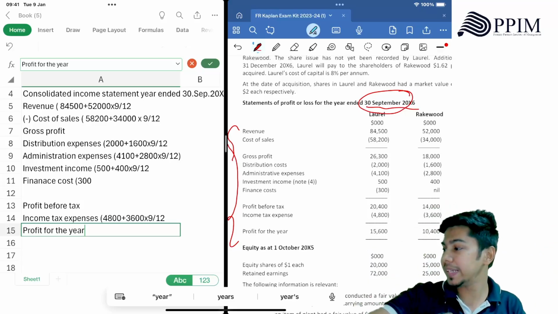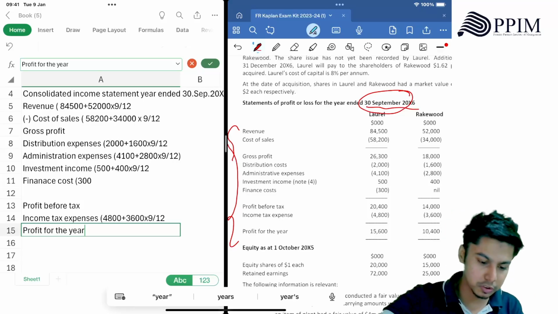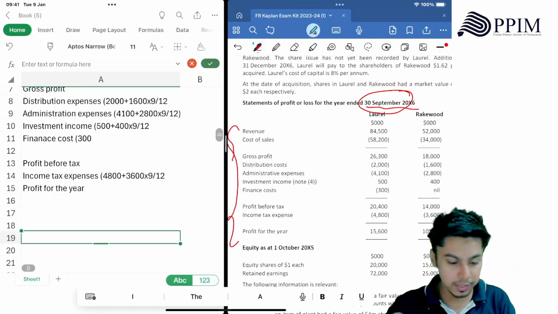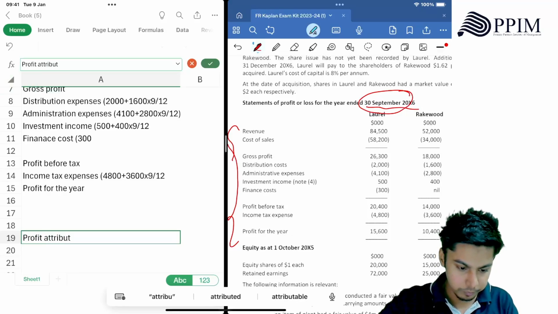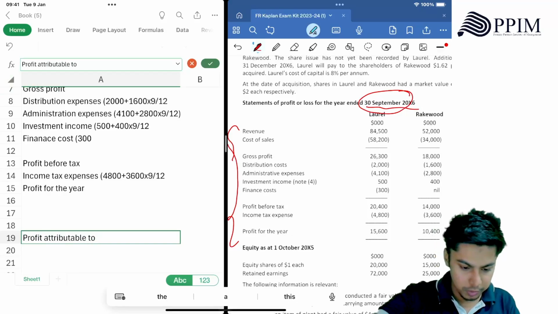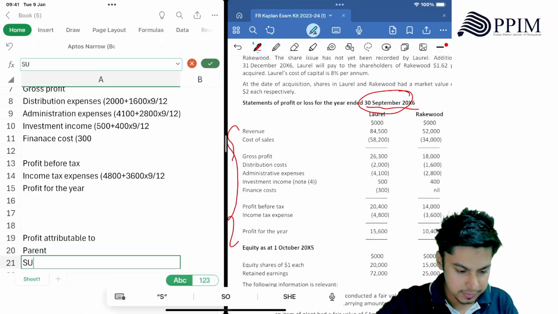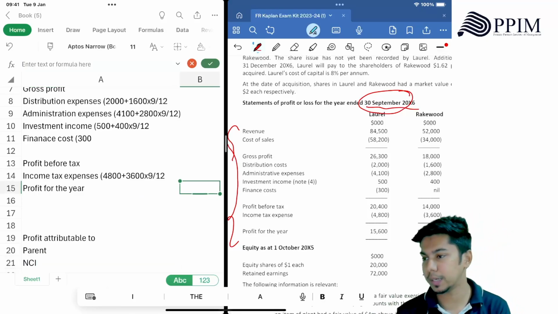Right. So guys, anyway, please leave a few lines for whom other comprehensive income will come, because we're not sure, right? So therefore leave that line. Okay, leave 2 to 3 lines, and then guys, can you start marking now for me? Profit attributable to: number one, parent, and number two, subsidiary, NCI. That's it for the income statement format.